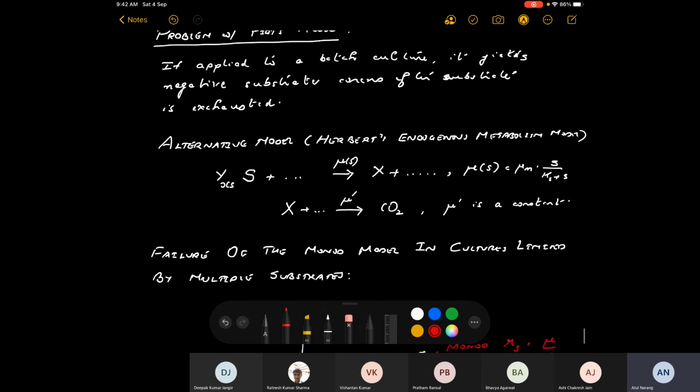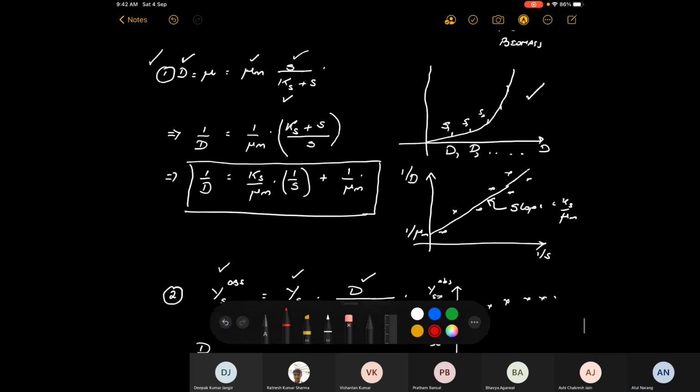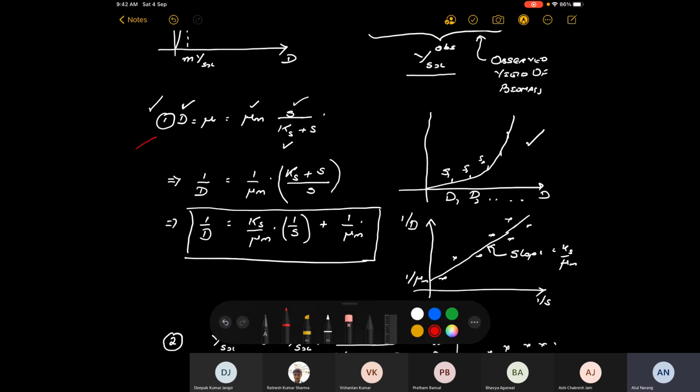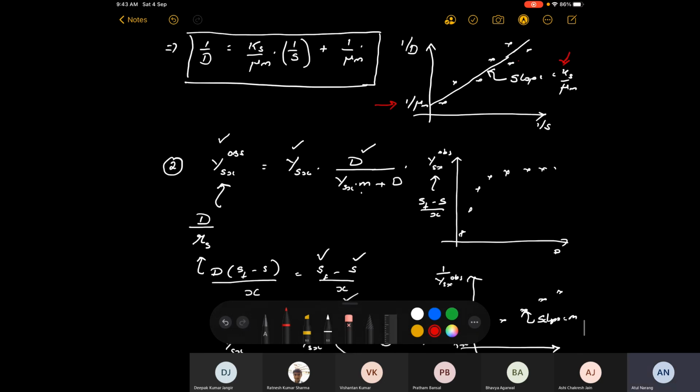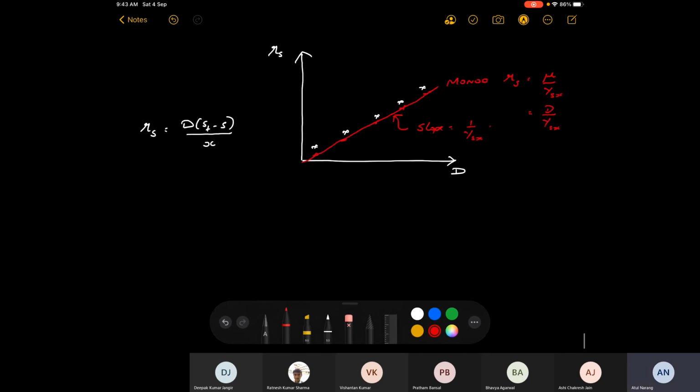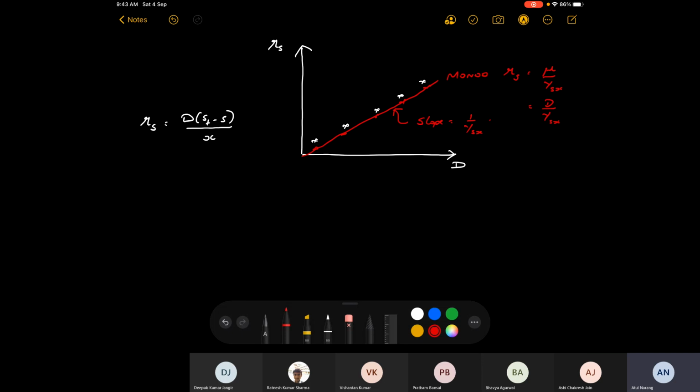Let me just repeat. This thing over here tells you how to estimate mu m and ks. You remember I said you plot 1 over D versus 1 over S. The slope is equal to ks over mu m, and the y-intercept is equal to 1 over mu m. So the first result is shown over here, the second result is shown over here. Once you have ks and mu m, the third parameter you need to determine is simply ysx, and that will come straight from the slope of this plot.